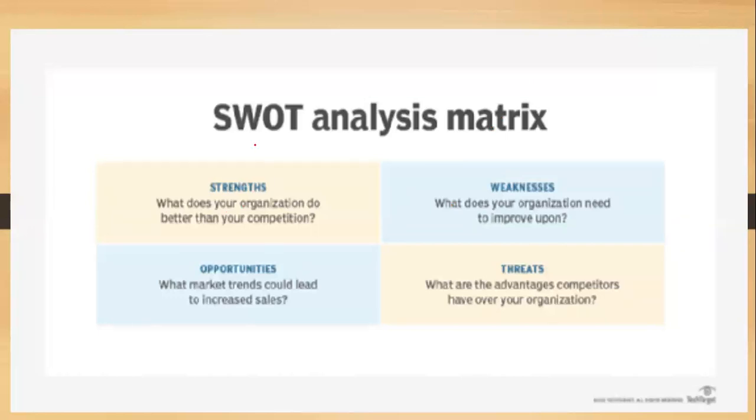Strengths, weaknesses, opportunities, and threats. So we have to analyze our organization on the basis of SWOT analysis. Strength: what does your organization do better than your competitors? That means what are the qualities, the positive points of our organization. Weakness: what does your organization need to improve upon? That means what are the deficiencies, where you are lacking, and how you can improve that.